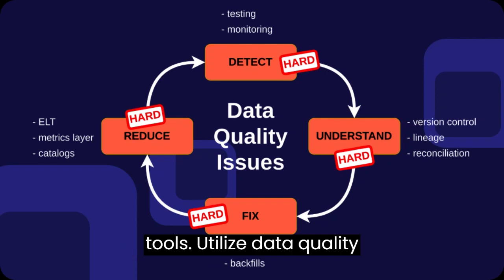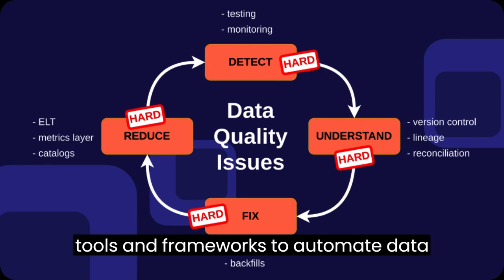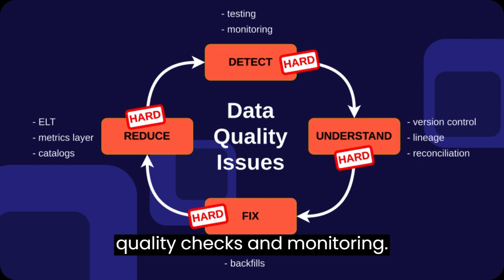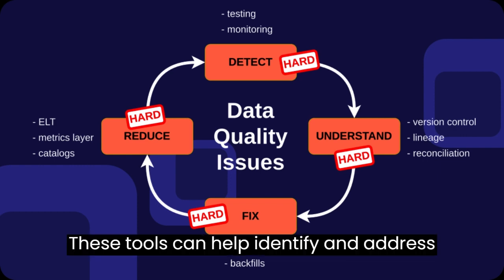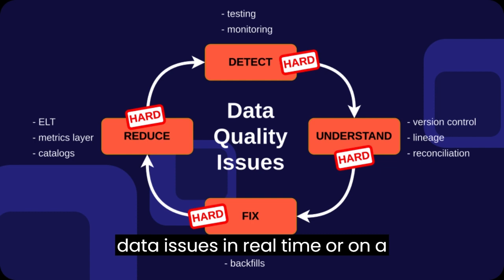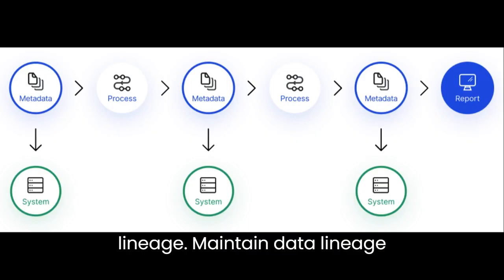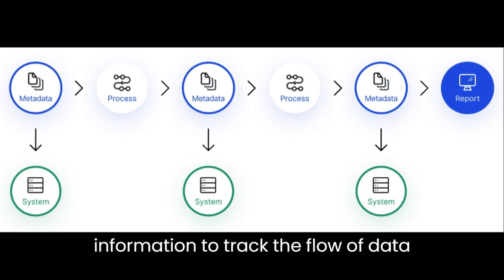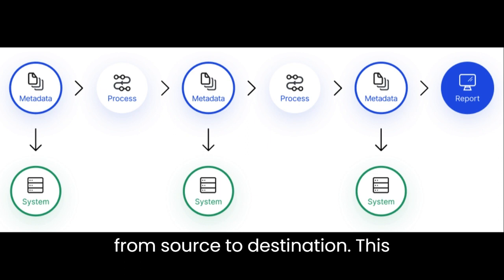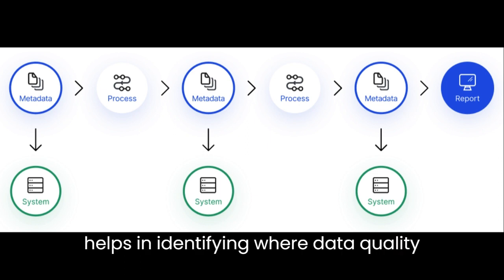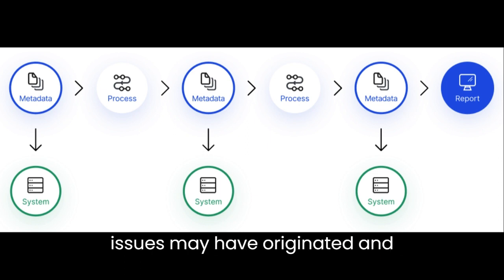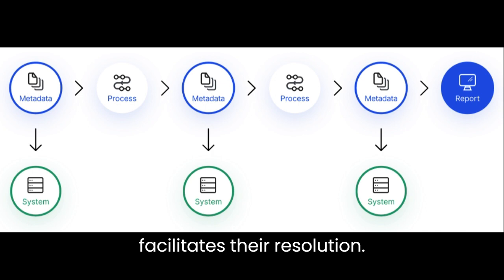Data quality tools. Utilize data quality tools and frameworks to automate data quality checks and monitoring. These tools can help identify and address data issues in real time or on a scheduled basis. Data lineage. Maintain data lineage information to track the flow of data from source to destination. This helps in identifying where data quality issues may have originated and facilitates their resolution.